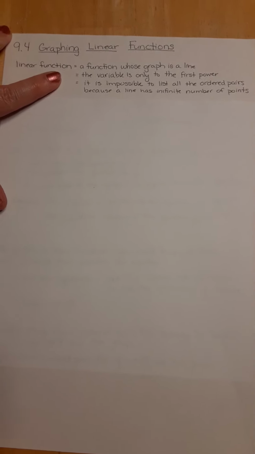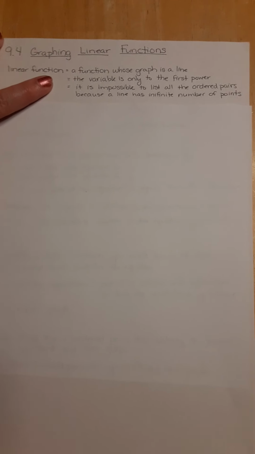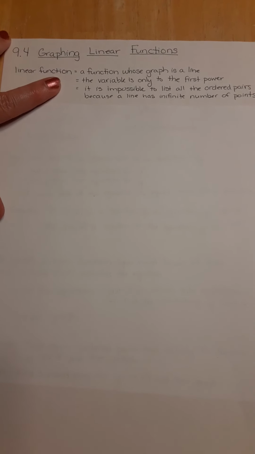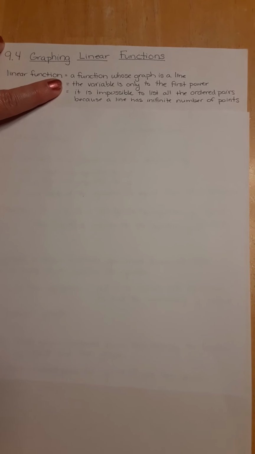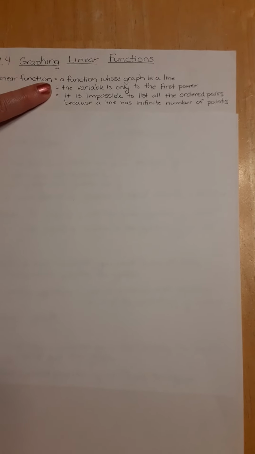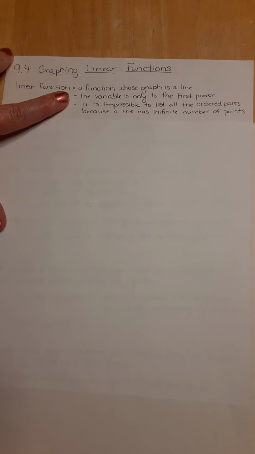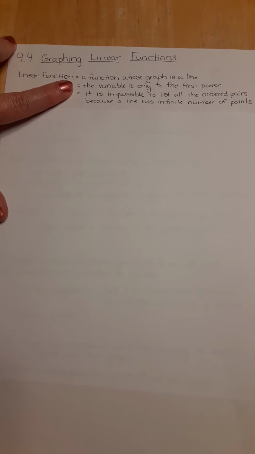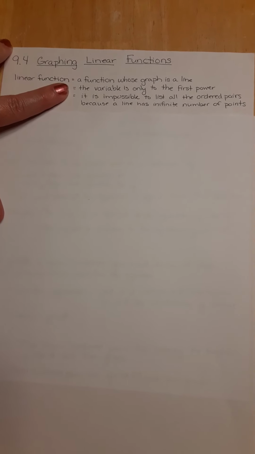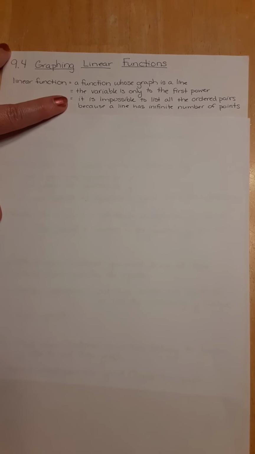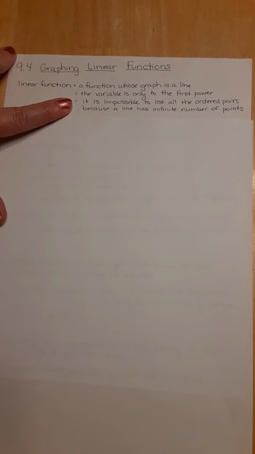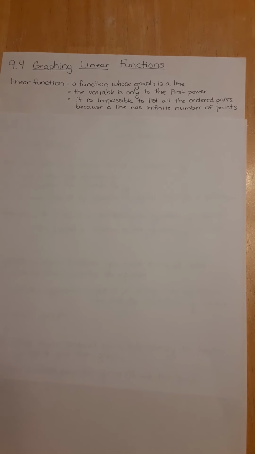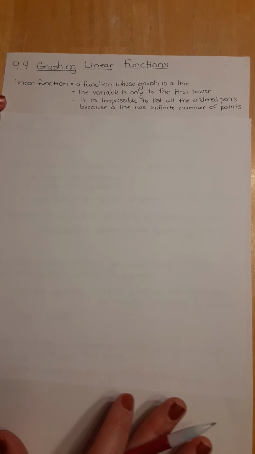So for every variable that I have, I will get one answer, okay? And also my variable will not have a power to it. So it's not going to be like x squared. It's just going to be x, okay? Now, it is impossible to list all the ordered pairs in a linear function because it is a line, and so there's an infinite number of points. So that's what a linear function is, okay?